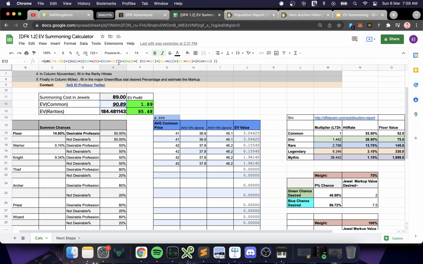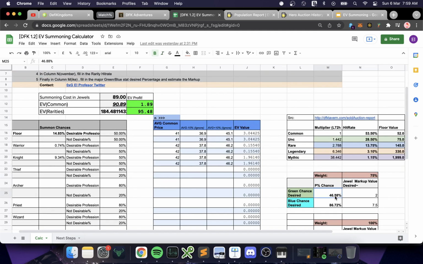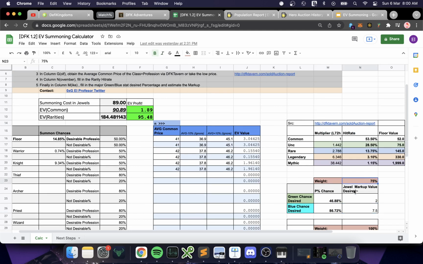Now you see also other formulas over here, so let's go over there. So N23 is right here. So here's the green chance and blue chance of desired. So I do 46.88% and then 86%, and I give them a markup value. So if I change this weight to 0%, you lose the EV here, as you can see here. It's now 85%, but if I do it 100%, then I gain 7 jewel over time, right? But let's do 50% now.